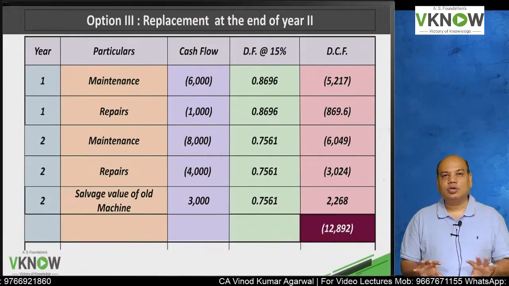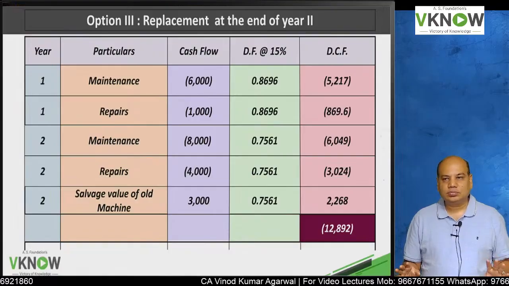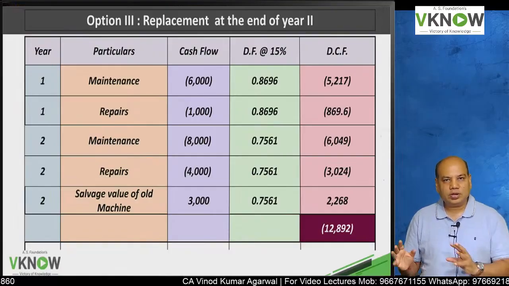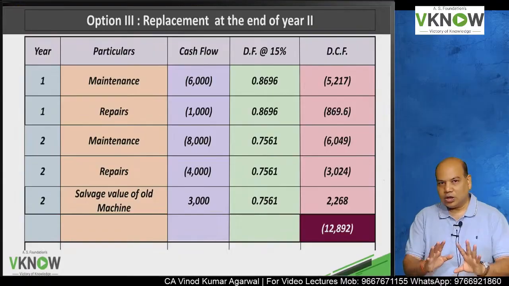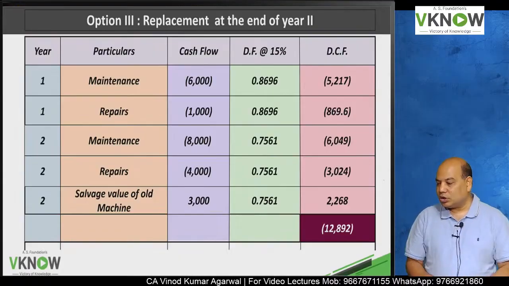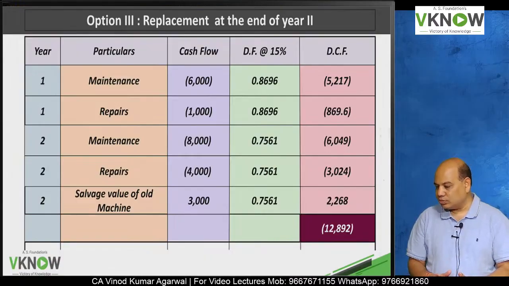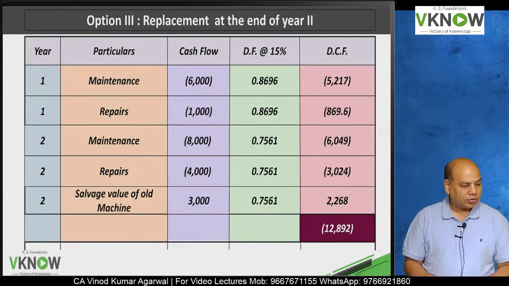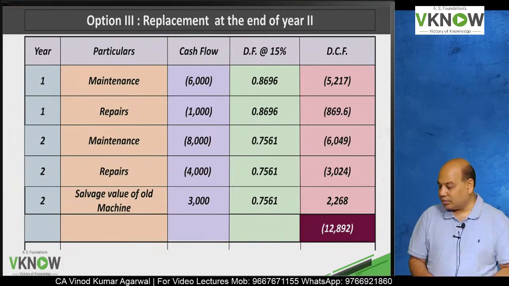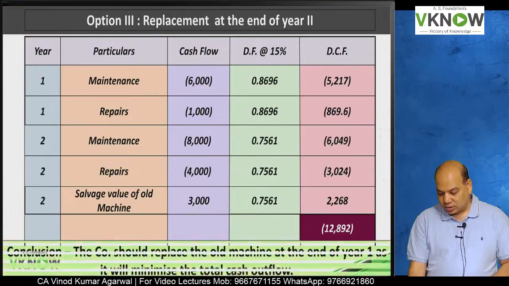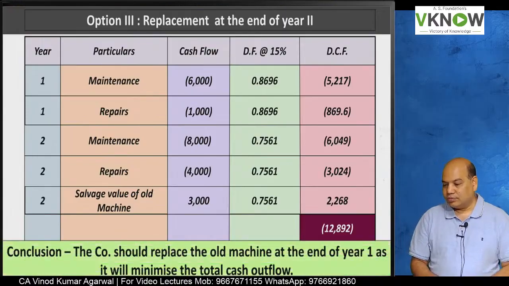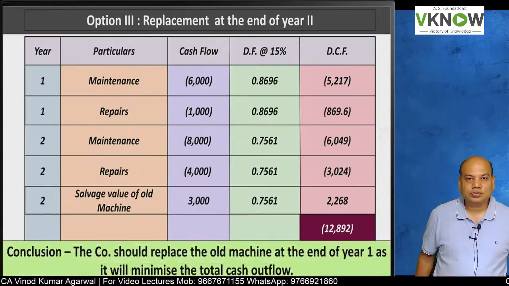Now we have got 3 answers. Year 0, year 1, year 2. So can you just compare and tell me which is the lowest outflow? Which is the lowest? 0, 1 or 2? You have all the 3 numbers with you. You can compare. So the answer is 1. Very good. Write down the conclusion.